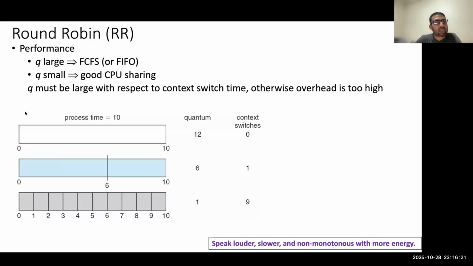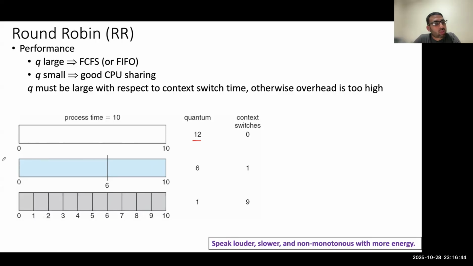So let's try to explain it through a diagram. Let's say you have a process, and the process needs 10 time units to complete, right? And let's say we are using the round robin algorithm with the quantum value or time slice value of 10 time units, right? Sorry, 12 time units, right?